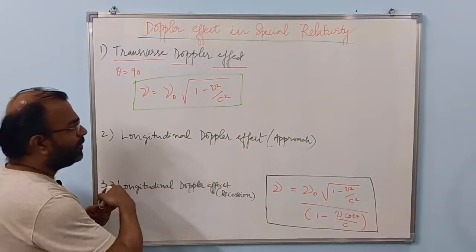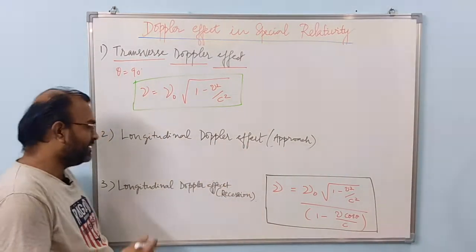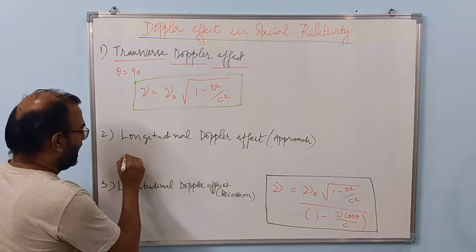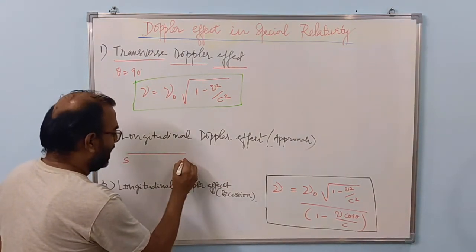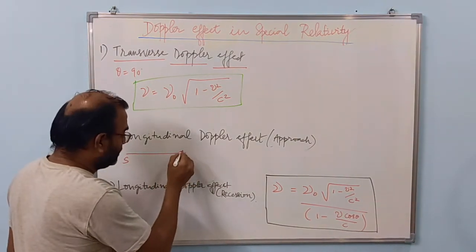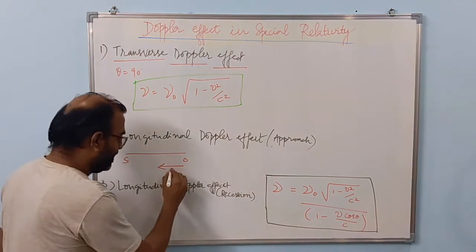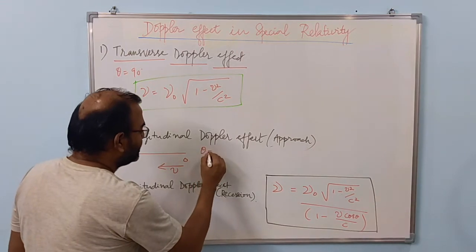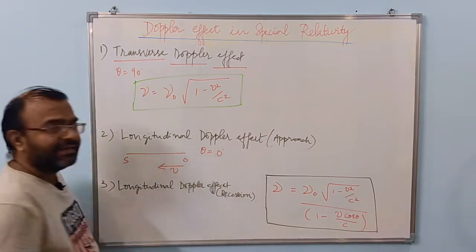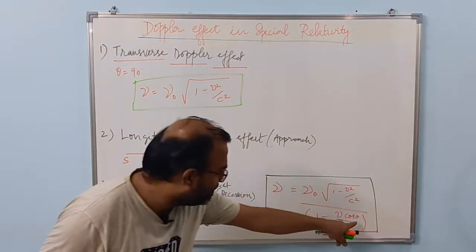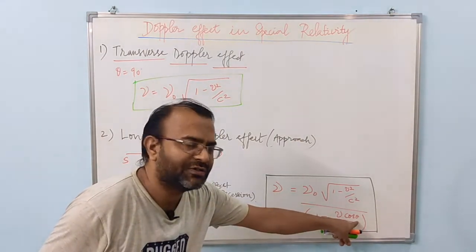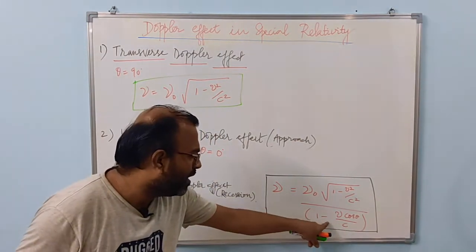Right. So for the longitudinal Doppler effect, for the approach case, the line connecting the source to the observer and the velocity are in the same direction because it is longitudinal, they are parallel to each other, and therefore the angle here is 0 degrees. So here theta is going to be 0. If you substitute cos 0, it's 1. So in the denominator you are getting 1 minus v over c.